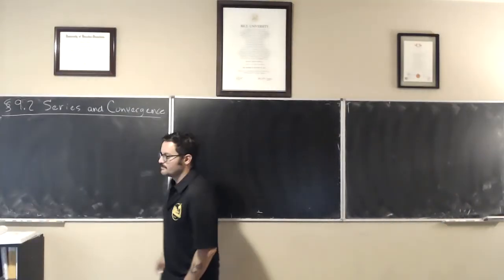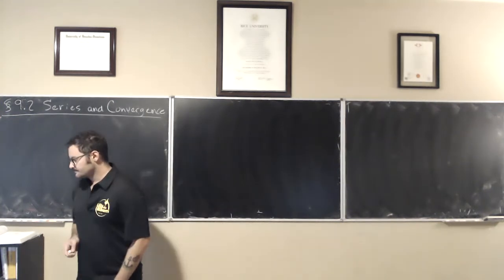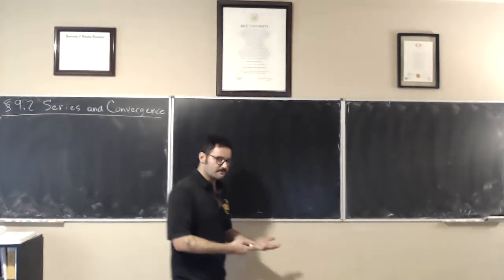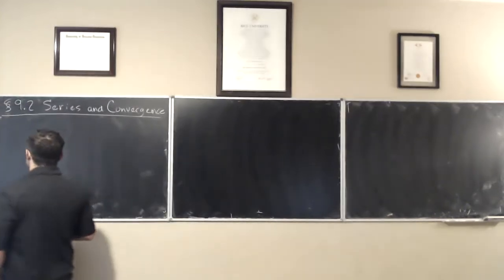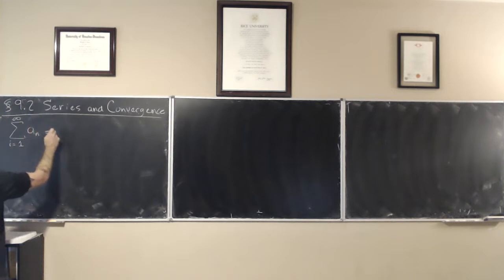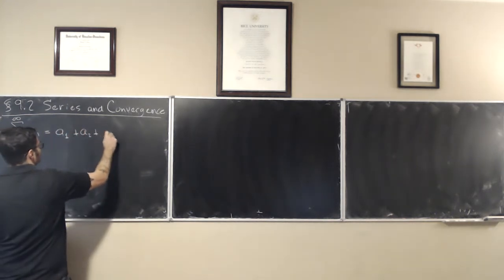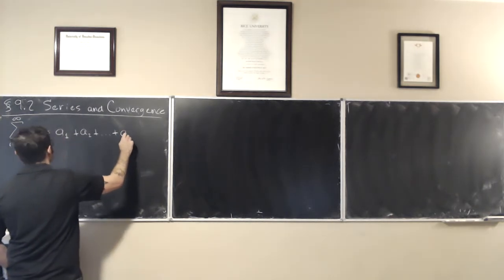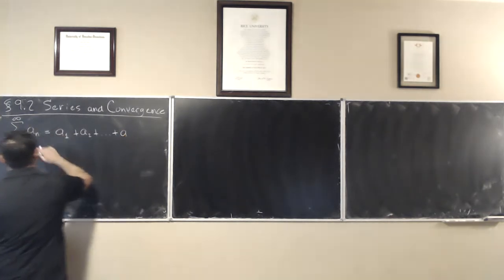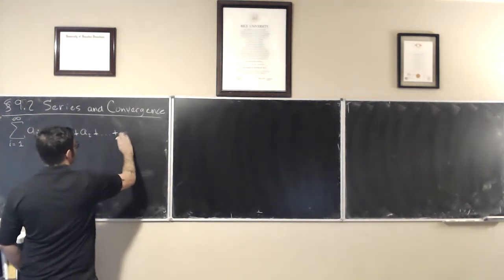Okay, so in this lecture, we're moving from sequences to series, infinite series. And it's a natural extension of sequences, as you'll see from this following definition. We have the notation, the summation from i equals 1 to infinity of a sub n, is equal to a sub 1 plus a sub 2 plus dot dot dot plus a sub i. And this just keeps on going forever.